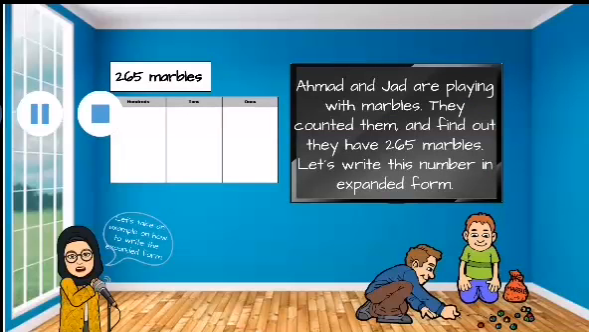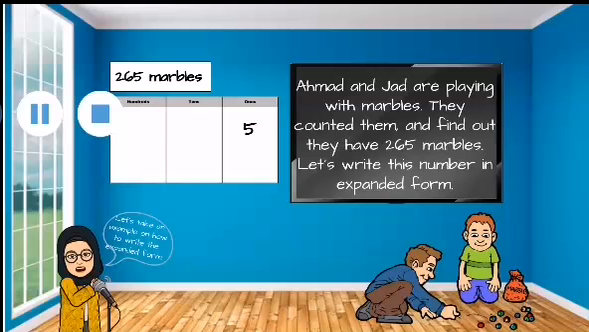Let's take another example, this time using 3-digit numbers. Ahmed and Jad are playing with marbles. They counted them and found out they have 265 marbles. Let's write this number in expanded form. So the number is 265. We are going to put each digit in its place using the place value chart. Which digit is the ones? That's right, it's the 5. So we have 5 ones.